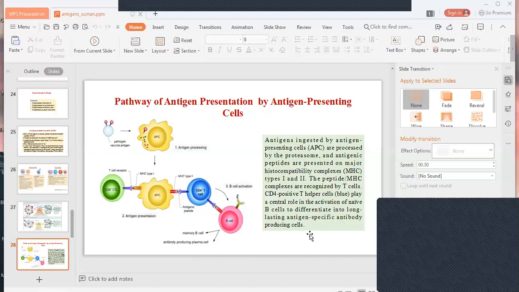Now the helper T cell will induce the B cell and activate the B cell to release antibody from the plasma cells. There are two types of B cells. One is known as the memory B cell, which memorizes all the steps, patterns, and incidences. The second one is the plasma cell. These plasma cells are actually producing antibodies. So this is the mechanism, the pathway of antigen presentation performed by the APCs.